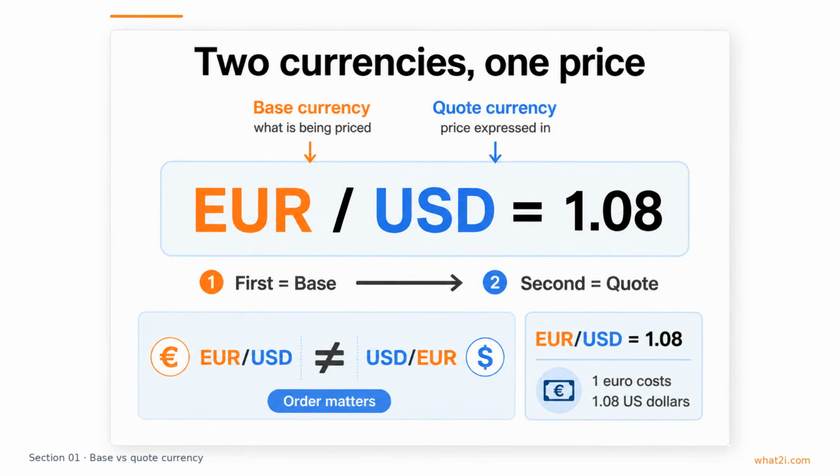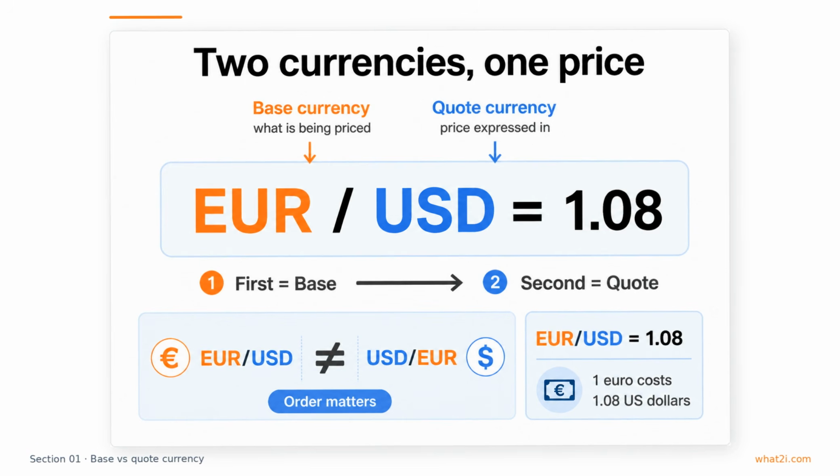Every Forex quote is a relationship between two currencies, not a standalone price. The first currency in the pair is the base currency, and the second is the quote currency. That order tells you exactly what is being priced and what currency the price is expressed in. So if you see EUR/USD, the market is pricing 1 euro in US dollars.